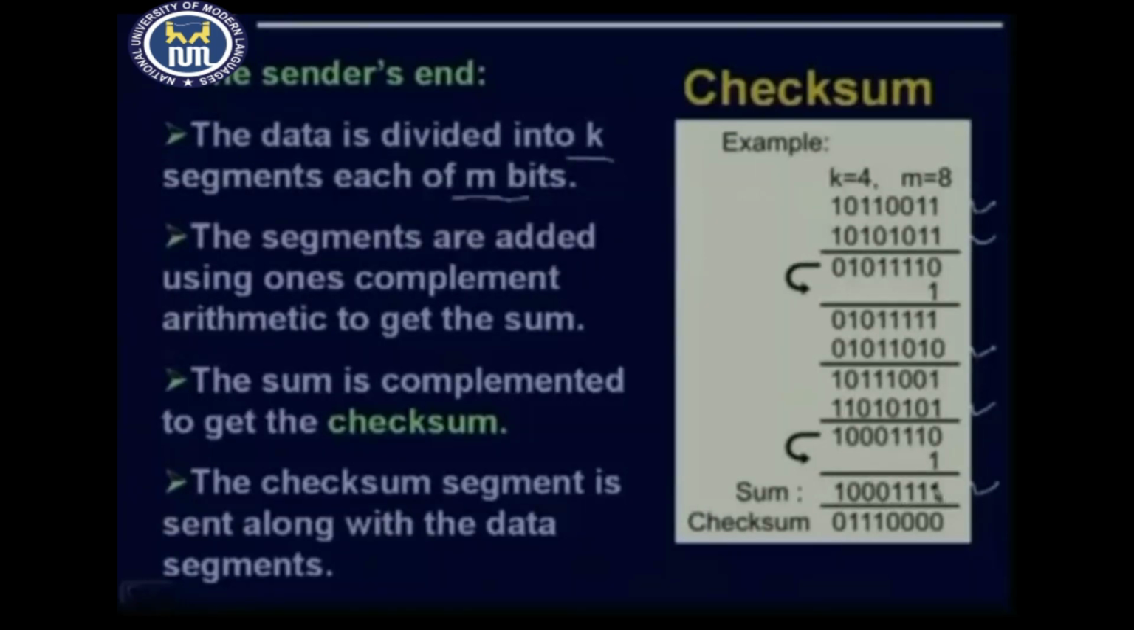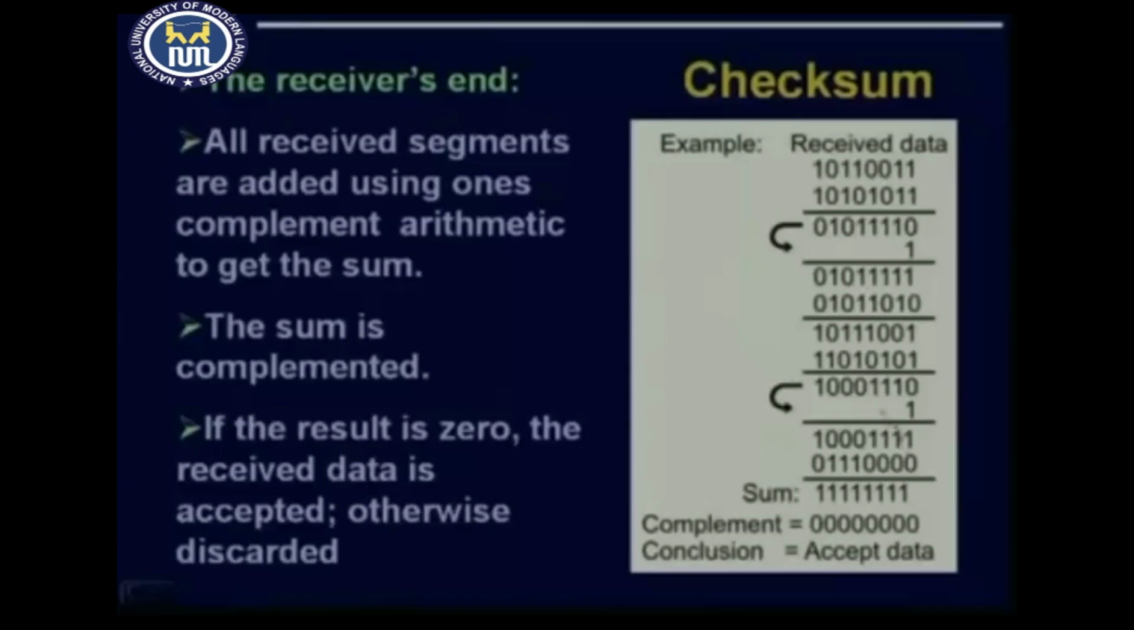This partial sum is now complemented to get the checksum. So here we get the checksum, which is the opposite or complement of the sum. This checksum is sent along with the four segments. Along with the data segments, we are sending a segment equal to m bits, which is now received at the receiving end, and the receiver will check in the same manner.